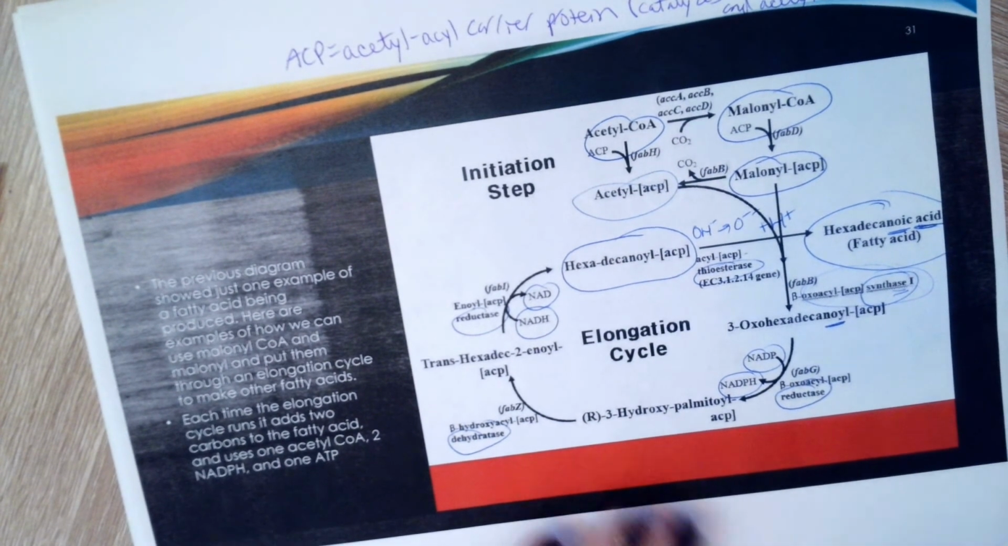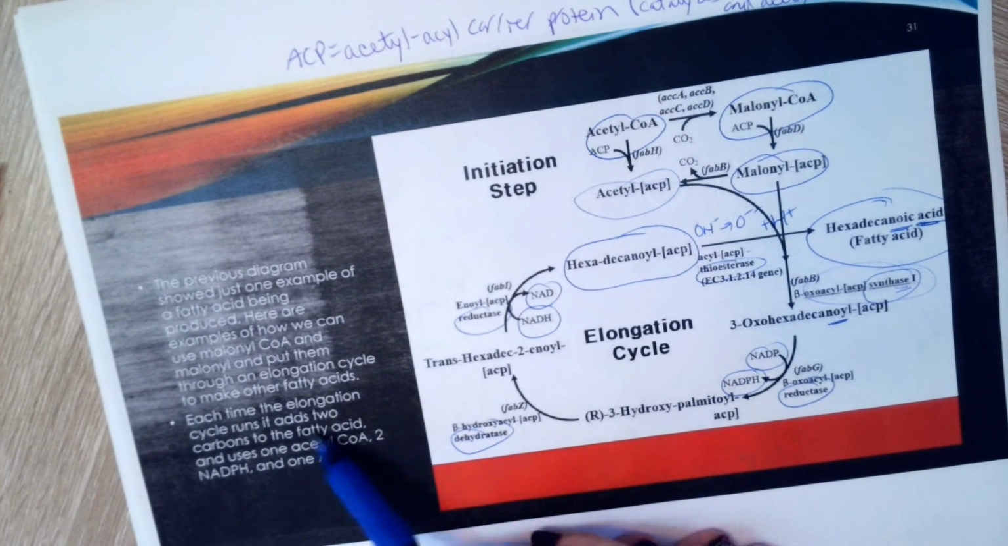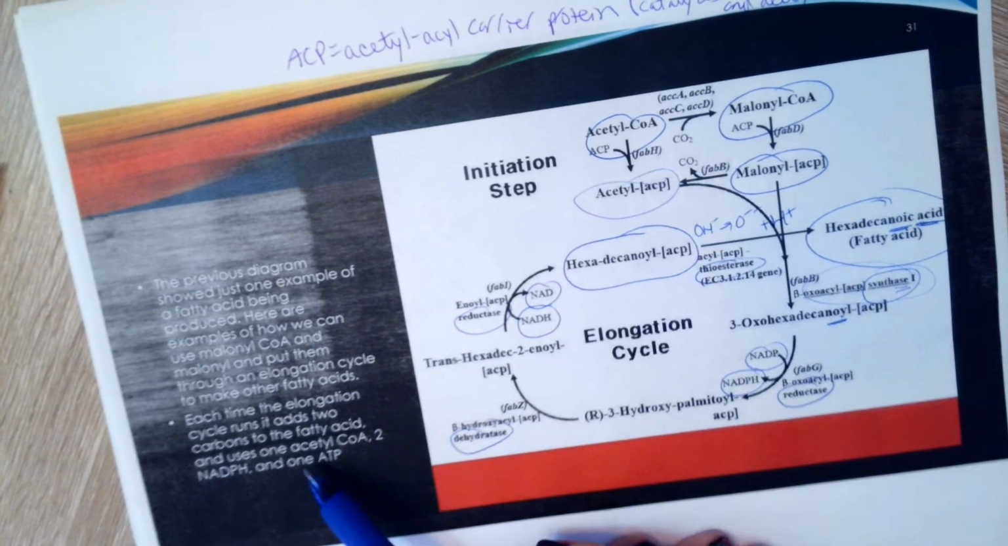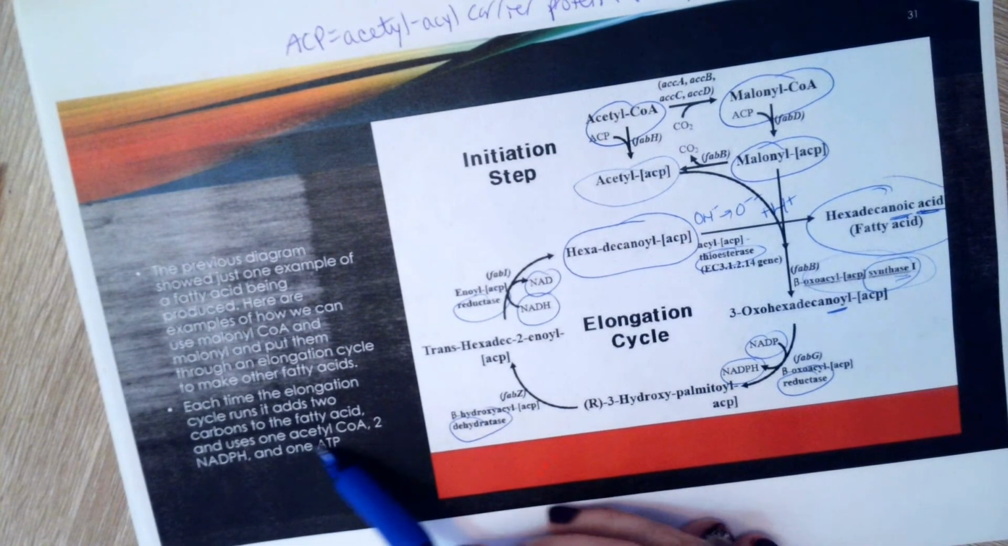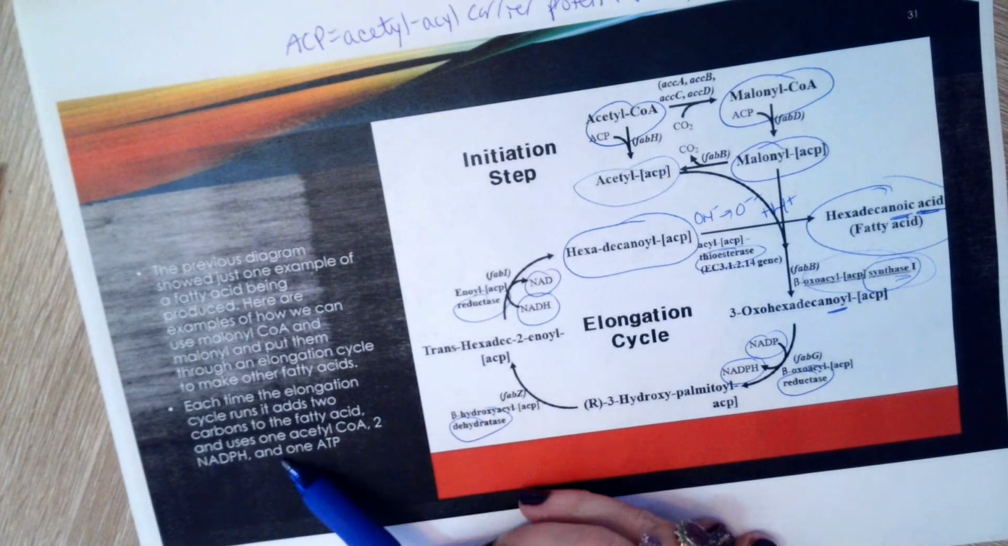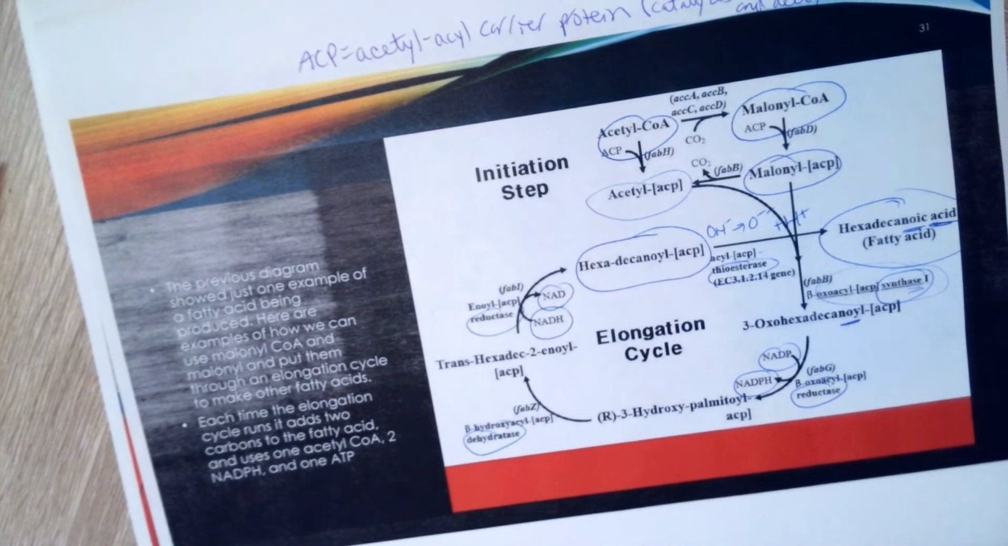And just remember that every time you run this elongation cycle, you're going to add 2 carbons to your fatty acid. You're going to use up 1 acetyl-CoA, 2 NADPHs, and 1 ATP. So we're essentially storing energy in these fatty acids.